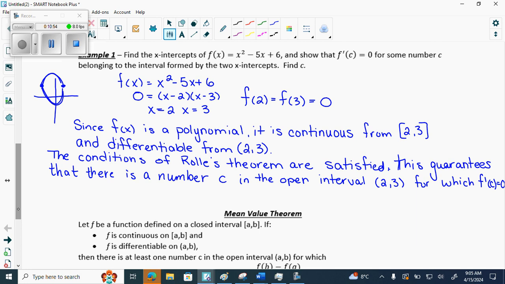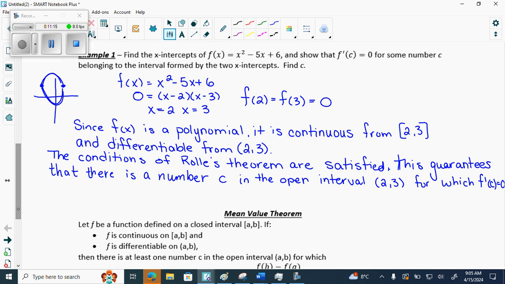At some point, it's going to have to curve back and give me a horizontal tangent. Correct? A max or a min. So that's what Rolle's theorem is stating. Rolle's theorem proves that between two y values that are the same, you're going to end up with a max or a min, which is a place where f prime of x equals 0. Correct? Because it's going to curve back. That's what Rolle's theorem is stating.